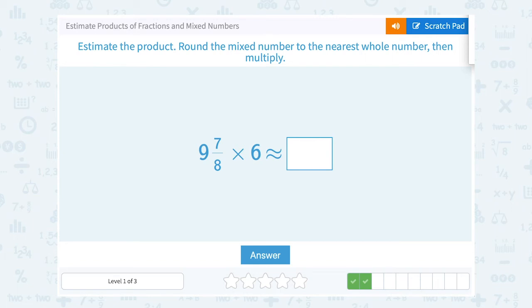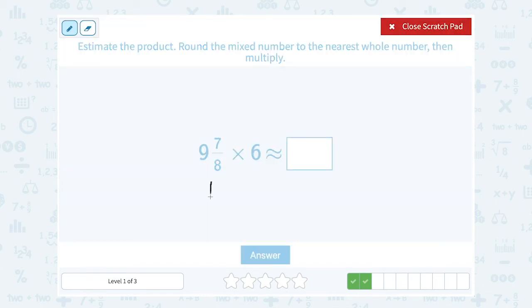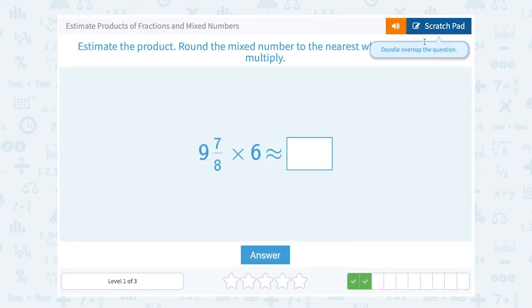Nine 7/8 times 6. Okay, well 7/8 is more than half, right? It's almost all the way to 8 out of 8, which would be the next one. So I'm going to round this up to 10, right? 9 7/8 is really close to 10, and 10 times 6 would just be 60. So 60 should be pretty close to the answer for the top problem.